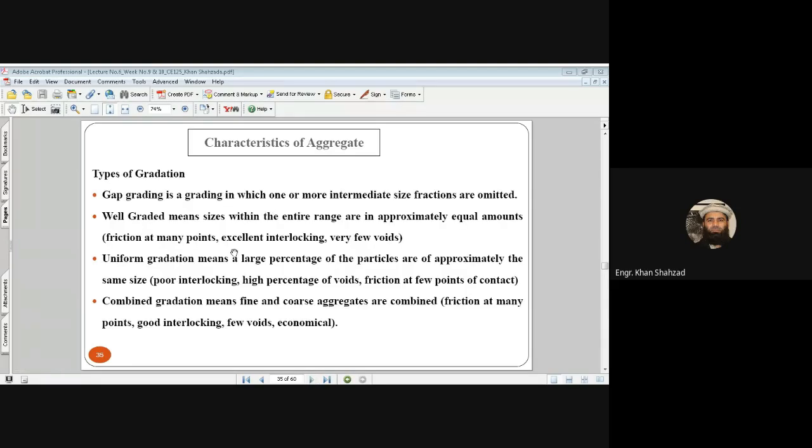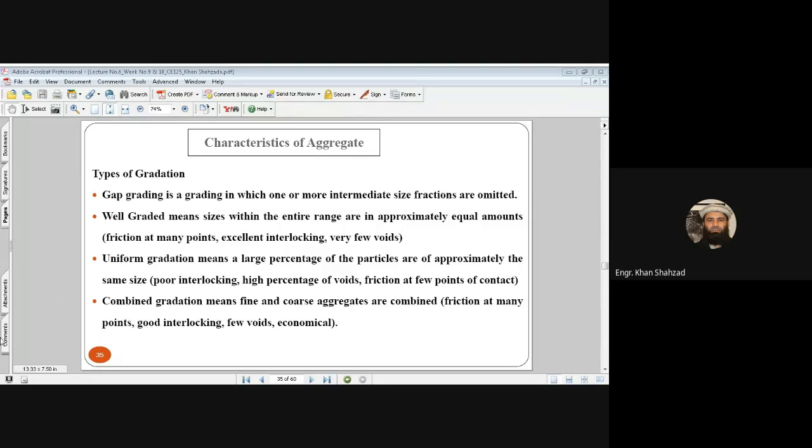Now, types of gradations. I hope you remember we have already discussed. Gap grading is a grading in which one or more intermediate size particles are omitted. In gap grading, one of the particle sizes is not available. Well graded means sizes within the entire range are in approximately equal amounts: friction at many points between the particles, excellent interlocking between the particles, and very few voids in between the particles. Uniform gradation means a large percentage of the particles are approximately the same size.